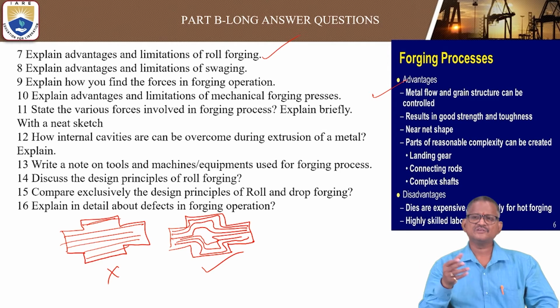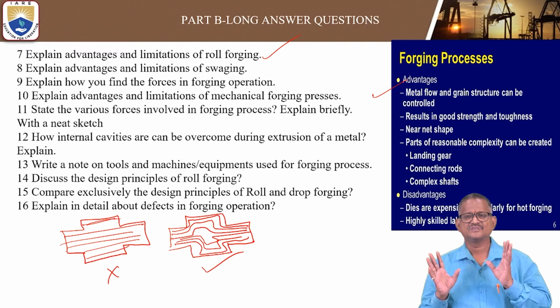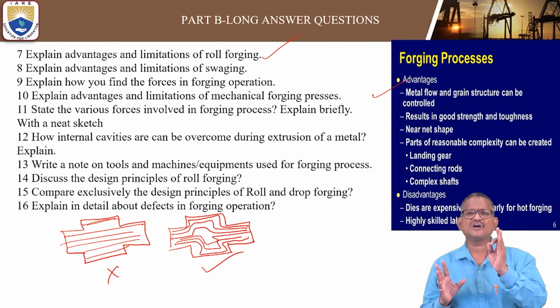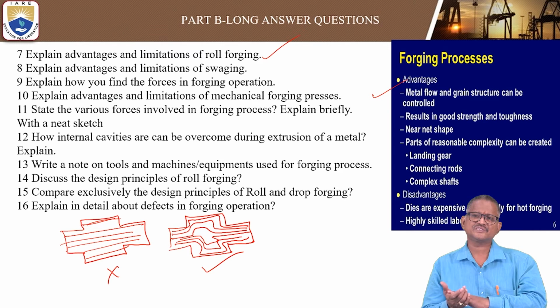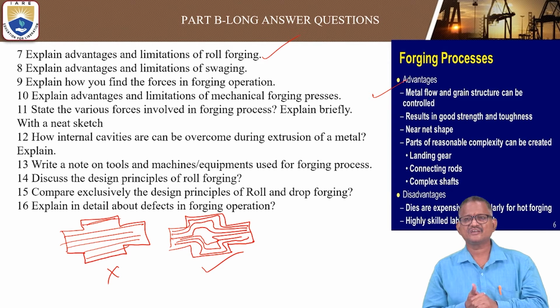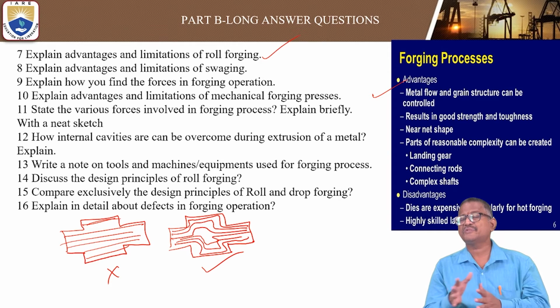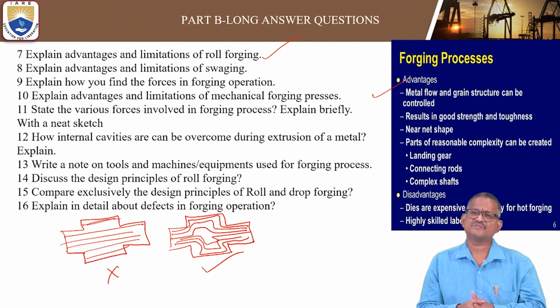Now, some limitations: dies are more expensive, so it is costlier. In order to reduce the cost, you can do mass production. When you perform mass production, obviously you get a good result. Particularly, highly skilled labor is required. Why? Because it is a hot condition, and handling the metal is very, very difficult. If you are skilled labor, you can perform better.